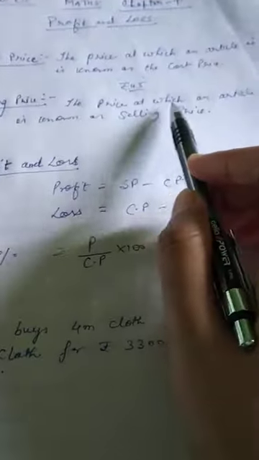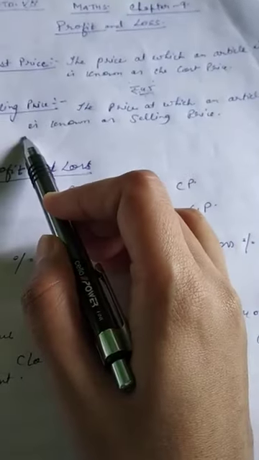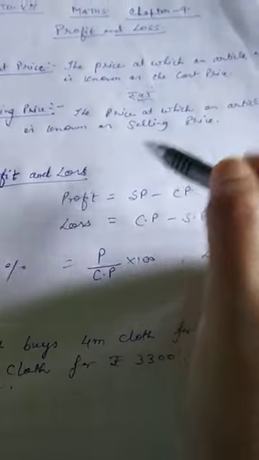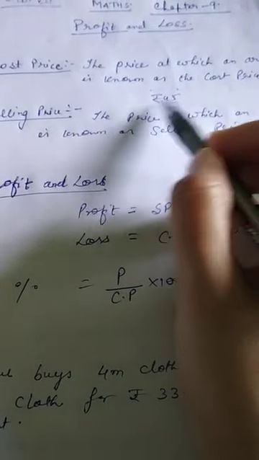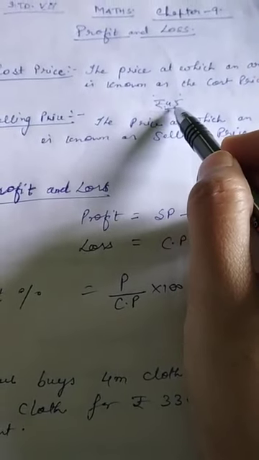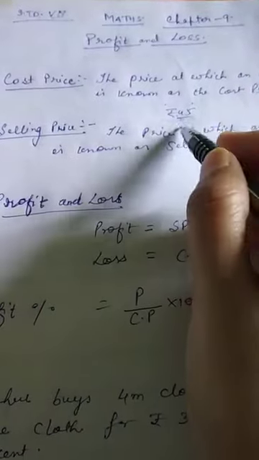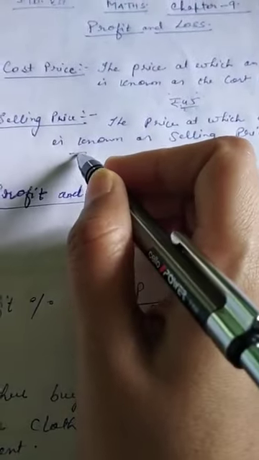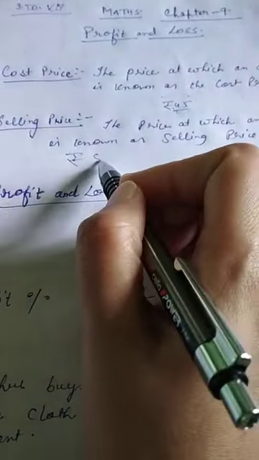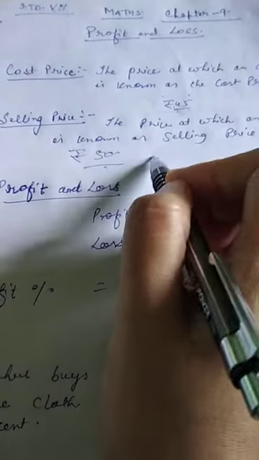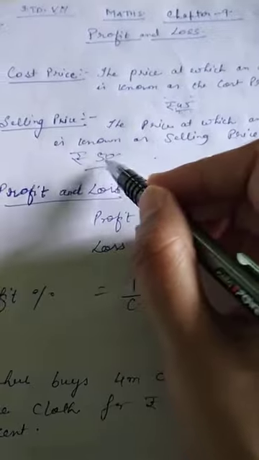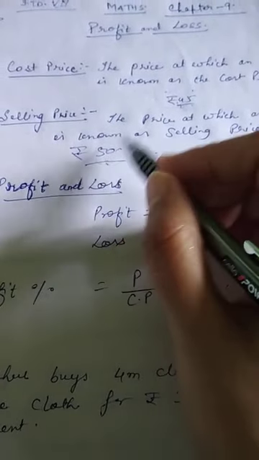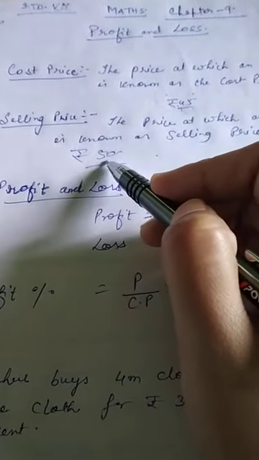So what is selling price? The price at which an article is sold is known as the selling price. Suppose you have bought this notebook at rupees 45, and you want to sell this notebook to your friend at rupees 50. So that is your selling price.